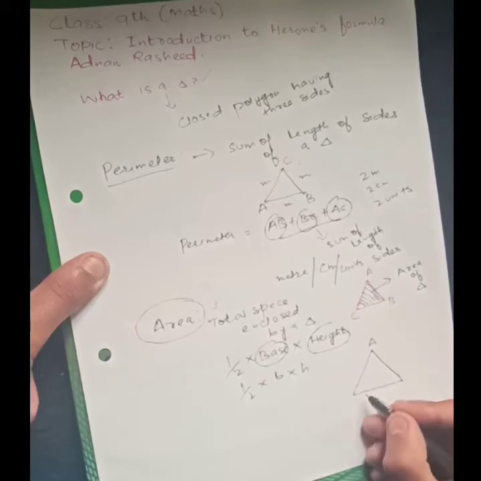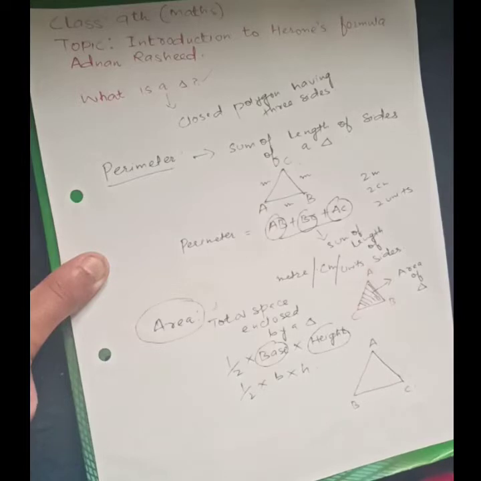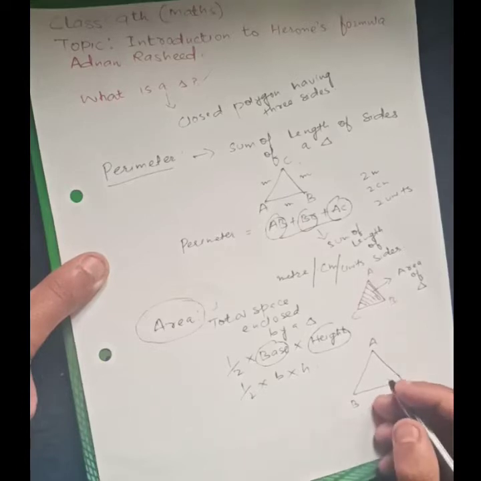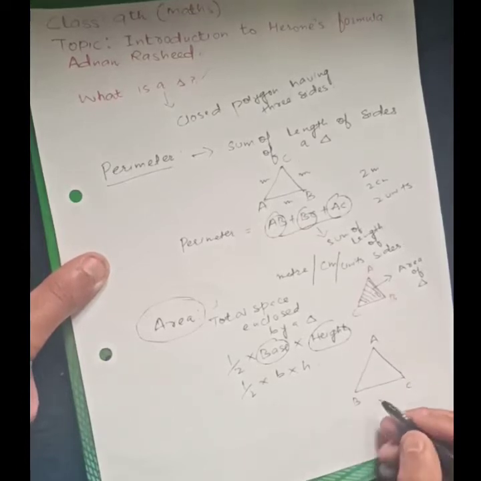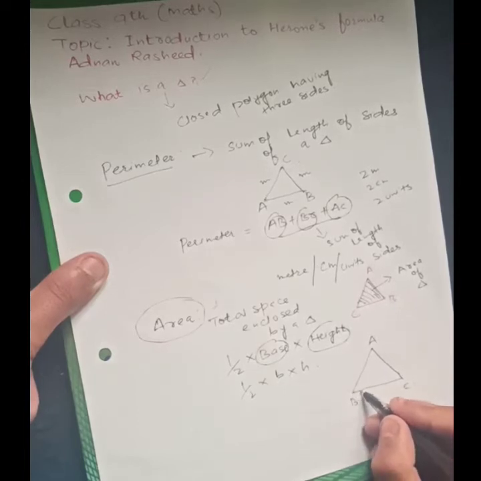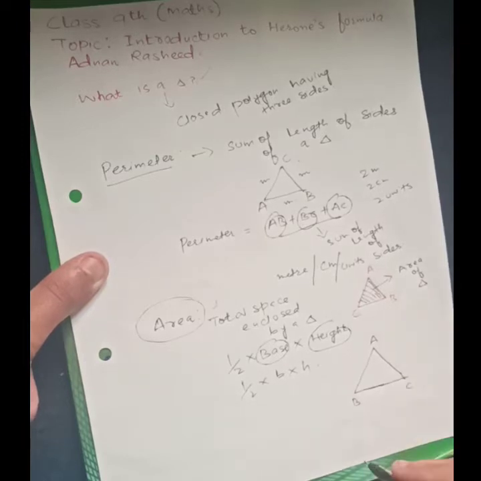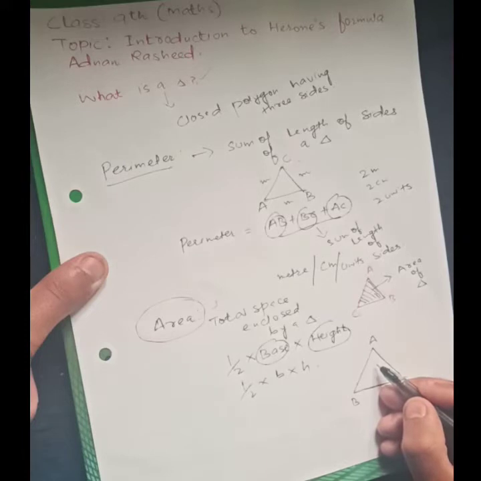Name it as A, B, C. Now let us know what is base and what is height in this triangle. अगर हम साइड BC को बेस मानेंगे और हम साइड BC को बेस लेंगे, then हाइट क्या बनेगा इस बेस का. Draw the perpendicular on this base from the opposite vertex.